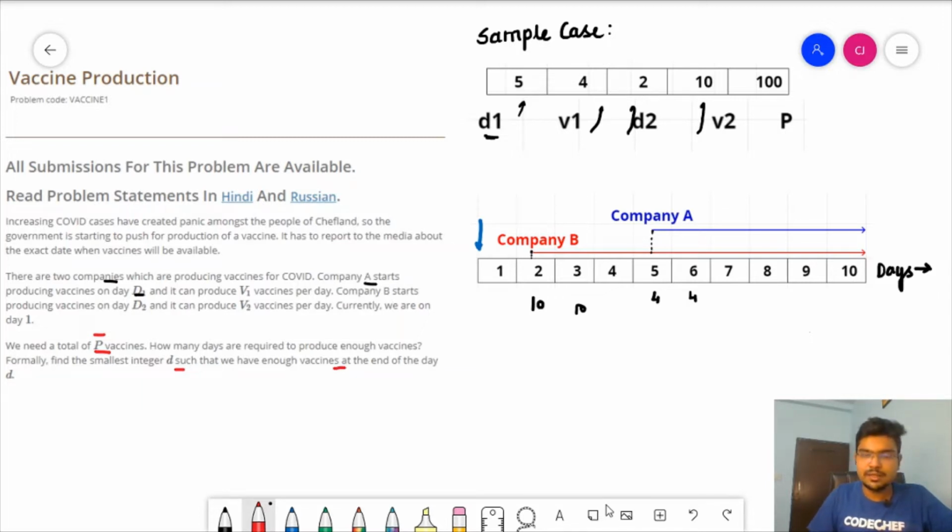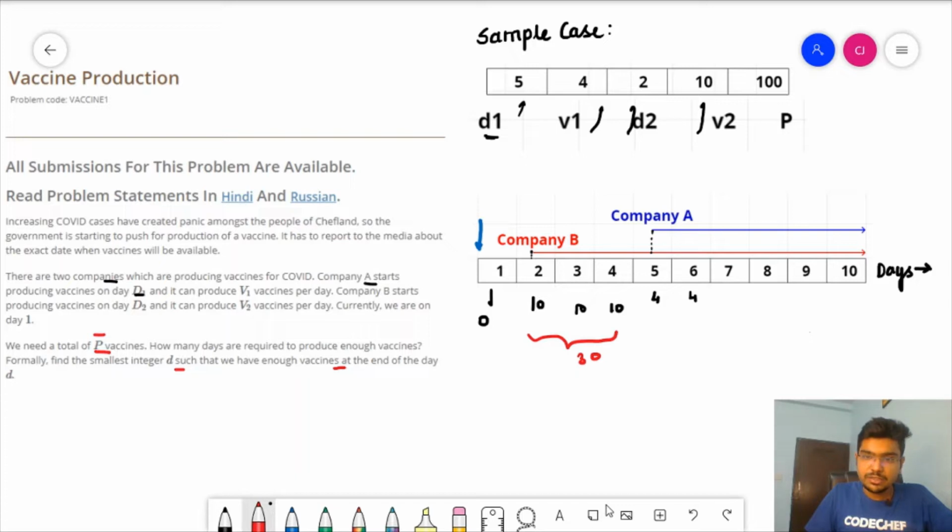If we formulate the solution of this particular example, company B starts the production on day 2, so it can produce 10 vaccines. Till now on day 1 we have 0 vaccines because no company started the production on day 1. Company B starts the production on day 2, so we will have 10 vaccines on day 2. On day 3 we'll have 10 vaccines again. On day 4 we'll have 10 vaccines again. So till now how many vaccines do we have? That is 30 vaccines, and only company B started the production.